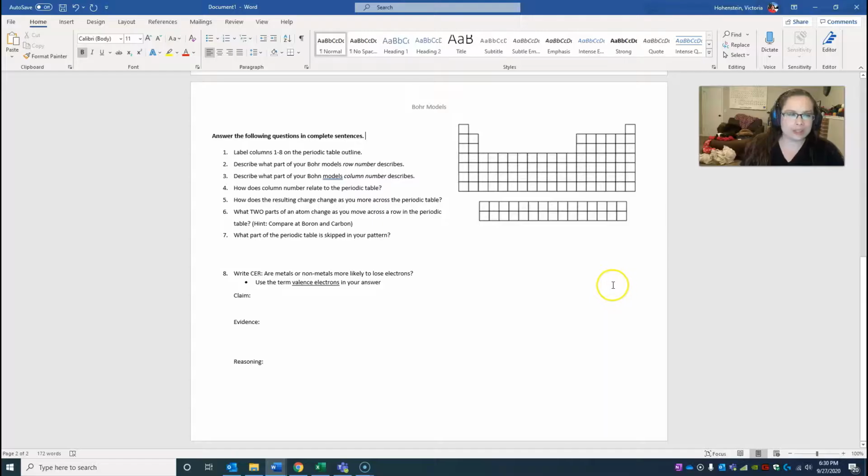Once you're done with the chart, there are 8 questions for you to answer. I would not print this. I would just sketch a rough outline of the periodic table on whatever paper you were drawing your models on and answer the questions there. Notice, it asks you to answer the questions in complete sentences. Number 8 asks you to write a CER, so make sure that you include 3 sentences, 1 sentence for each your claim, evidence, and reasoning.